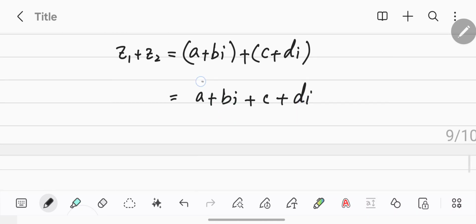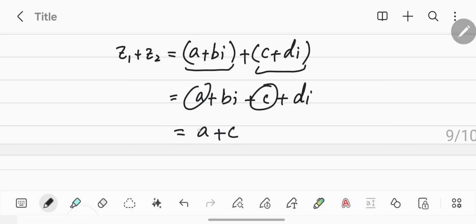Now first of all we will add the real parts. These are two real parts. The real part of this is a, the real part of this is c. We will add both real parts, a and c. It will be a plus c.